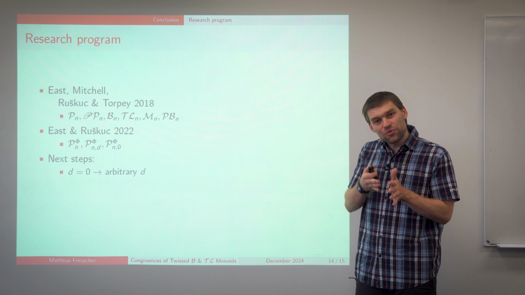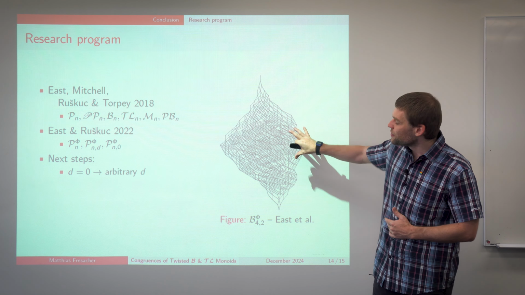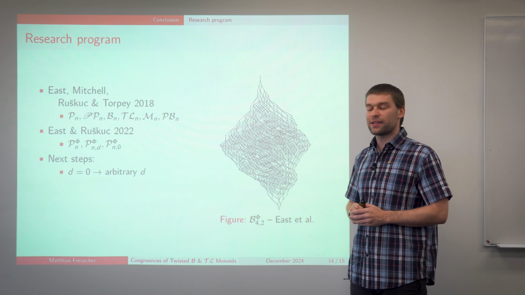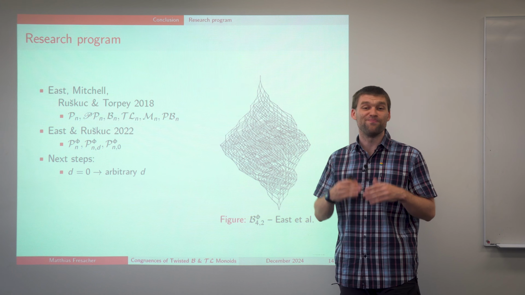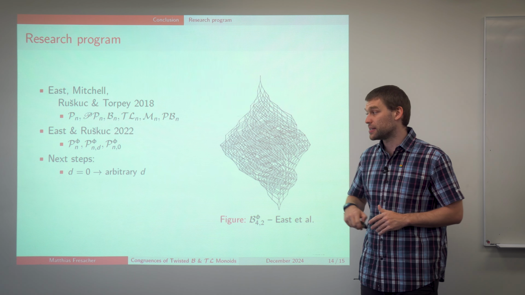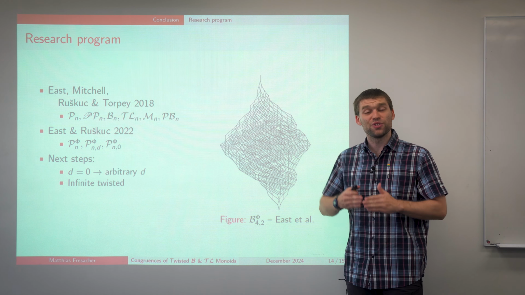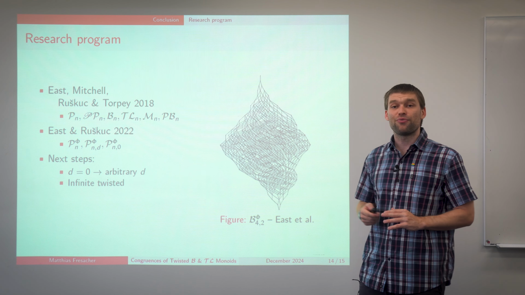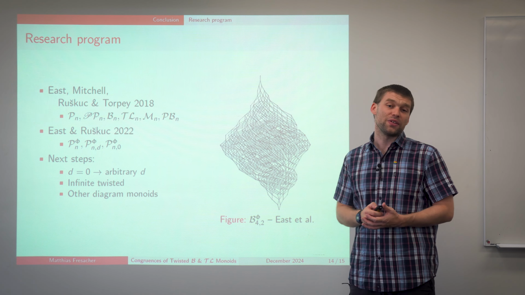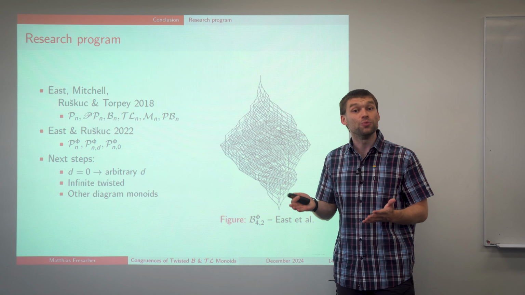But just to give you an idea of the complexity in doing that, this is the congruence lattice when D is equal to just 2. It's a major step up in complexity. And then there is also an infinite twisted version, which again is another step up in complexity. And hand-wavily, we can think of this as D equaling infinity. That will complete Brauer and Temperley-Lieb, and there's plenty of other diagram monoids where this research program could be applied to.